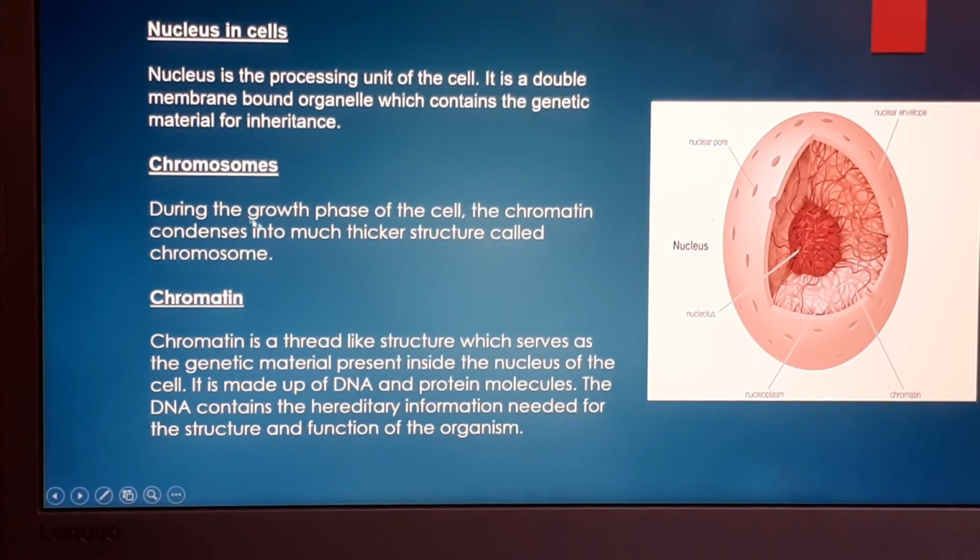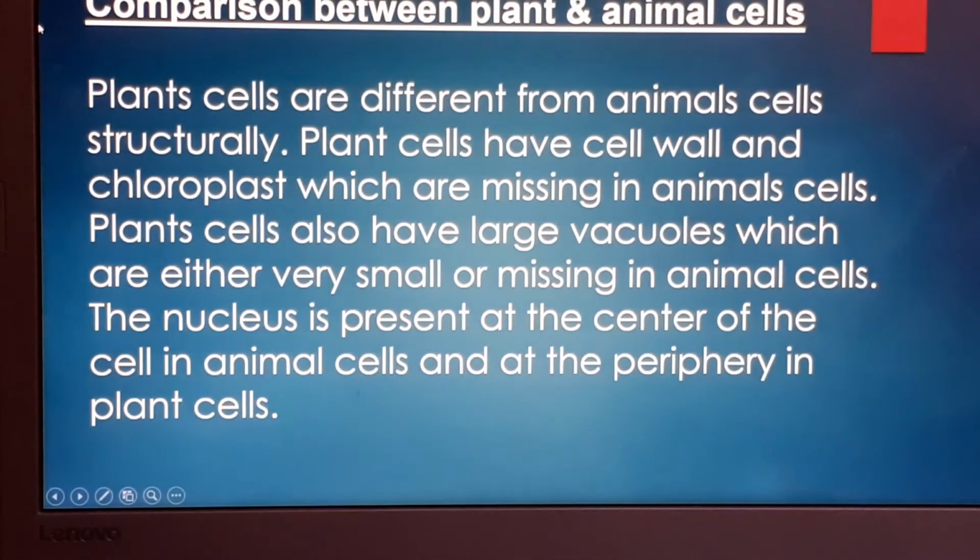Here, chromosomes. During the growth phase of the cell, the chromatin condenses into a much thicker structure called chromosomes. Next one, chromatin. Chromatin is a thread-like structure which serves as the genetic material present inside the nucleus of the cell. It is made up of DNA and protein molecules. The DNA contains the heredity information needed for the structure and function of the organism. That means it carries the genetic information from one generation to the next generation.